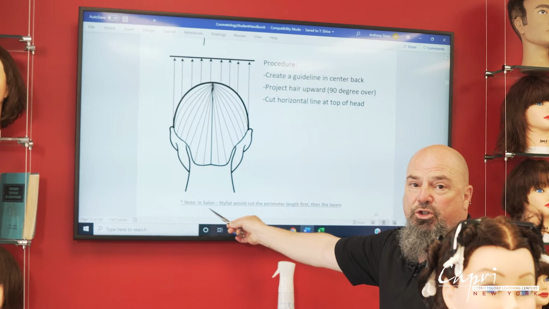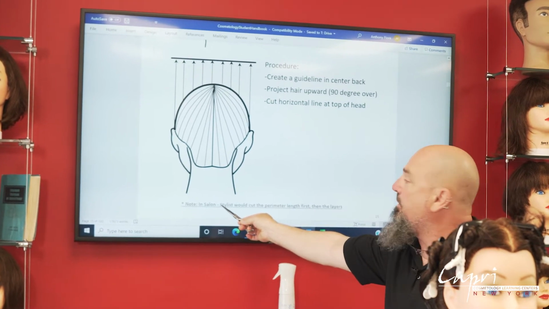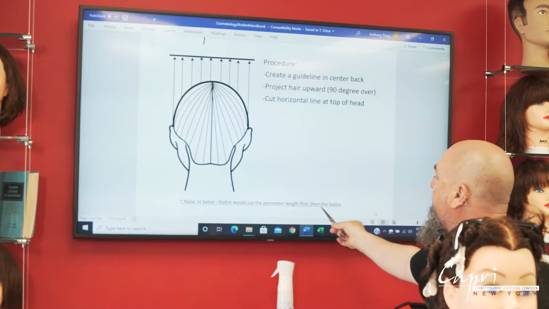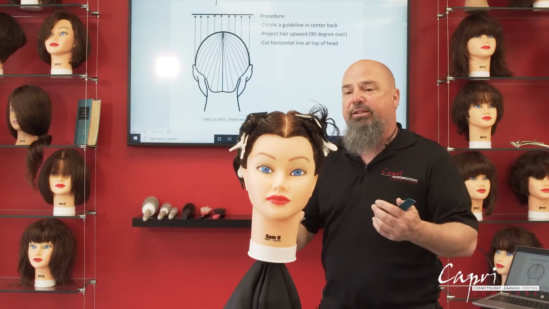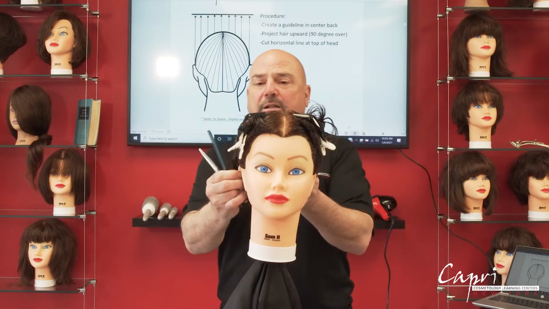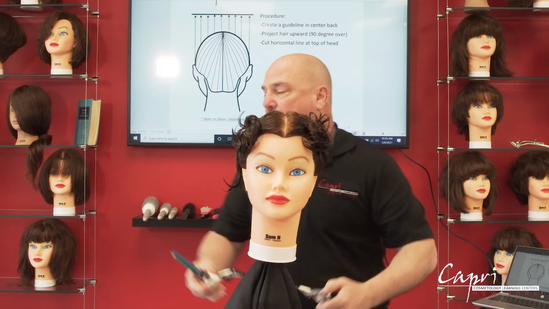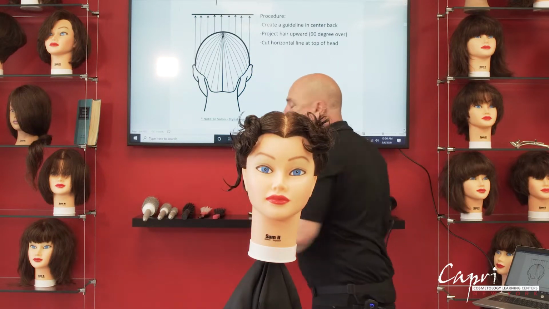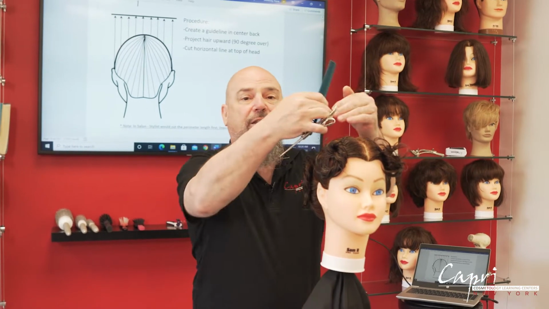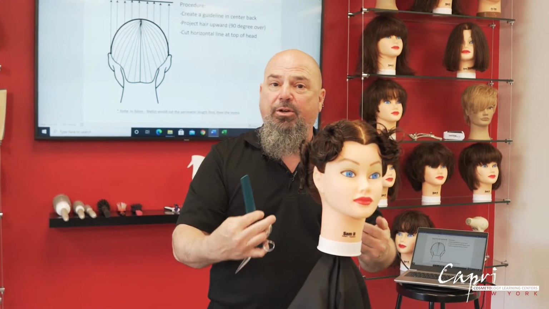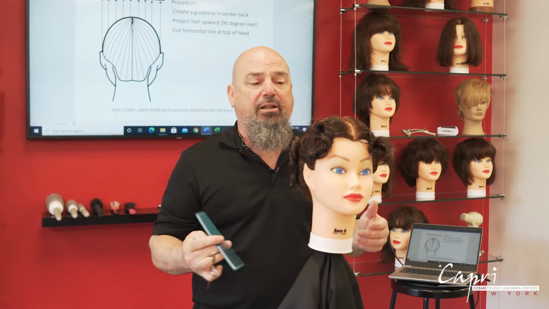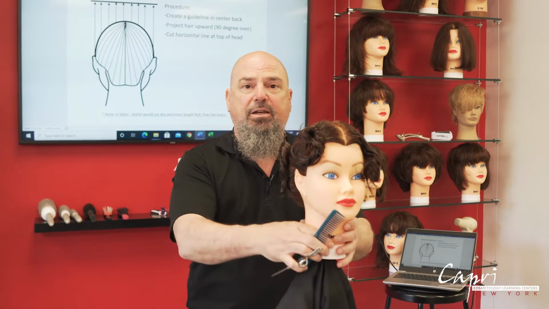Please note, just like in the box cut we did prior, that a stylist would cut the perimeter length first and then go into the layers. So if I was working in the salon, I would be working this haircut by cutting a design length or a perimeter length first, and that helps to dictate the type or length of layers I'm going to be doing in this particular haircut. The procedure will be exactly the same, but prior to doing the layers, I would do a perimeter length cut.